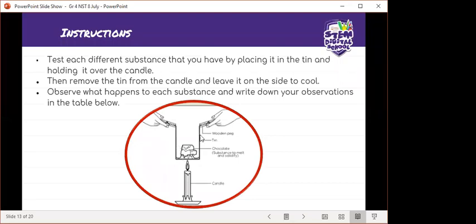So this is basically what we're going to do. Here we have our tin, it has ice, and then we're going to have another tin where we put in our butter and another tin where we put in chocolate. Our candle is just going to act as a source of heat, which will be located here at the bottom. If you are going to do this experiment at home, please ask an elder to assist you. Do not do it alone.